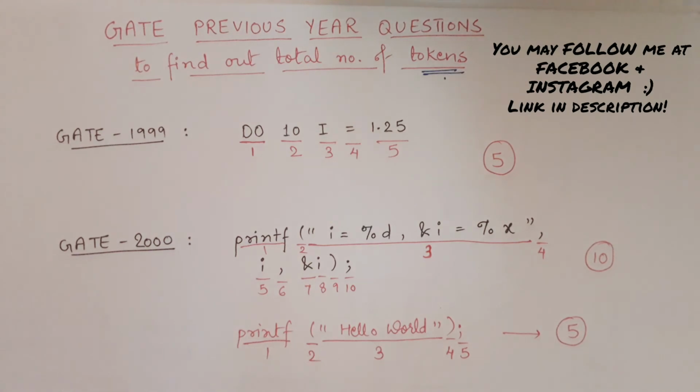All 3 have their own variations. So I hope now you are clear about how to find out the total number of tokens. Generally they are asked for 1 mark only, and very simple examples like this have been asked. Fine. So I hope this concept is clear for you.